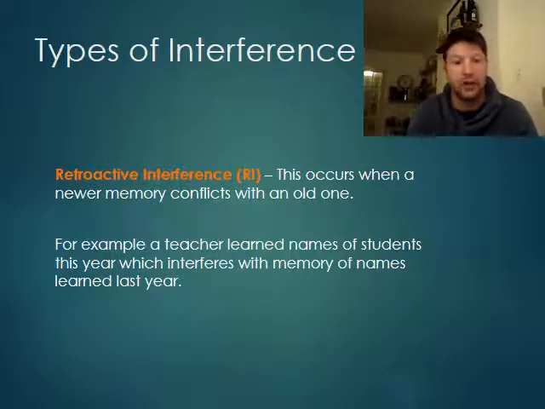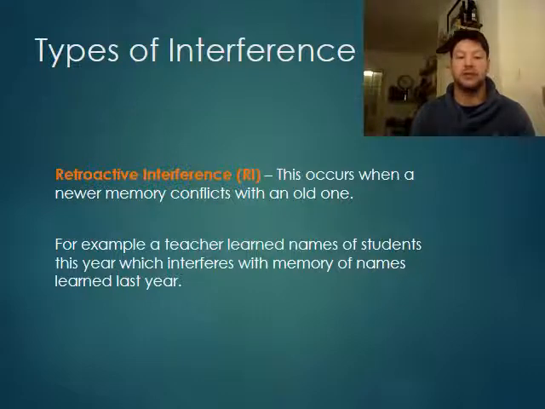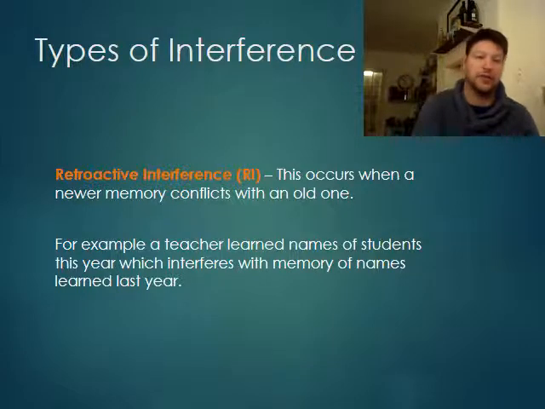For example, a teacher learned names of students this year, which interferes with memories of names learned last year. Yeah, that makes sense. Maybe in class we'll try and think of a few other ones if we don't quite understand it, but the stuff that we learn now will interfere with the stuff that we've learned before. So it's the other way around.